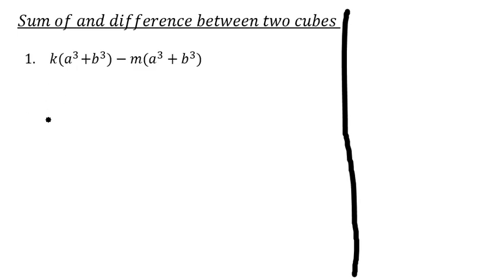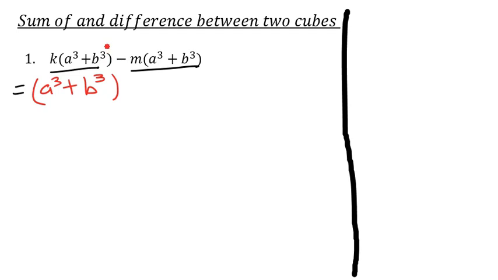Today let us look at the sum of and the difference between two cubes. So first of all, you need to look at how many terms you have. We have got 1, 2 in this case. Now we need to take out our common factor. So the common factor will be a cubed plus b cubed. Even this side we have a cubed plus b cubed. So that's our common factor there. All right. So we will say a cubed plus b cubed. That is our common factor there.